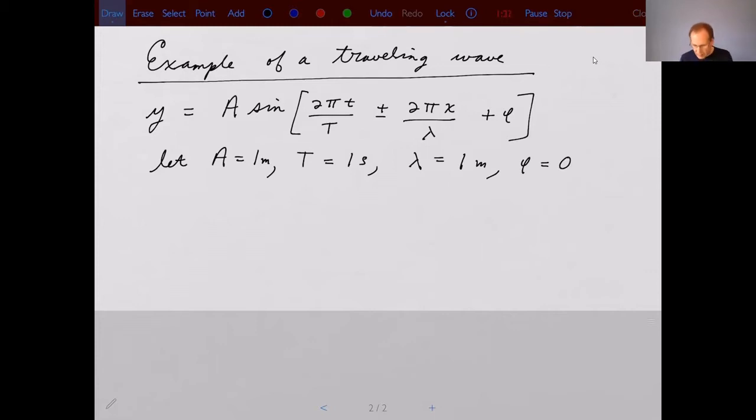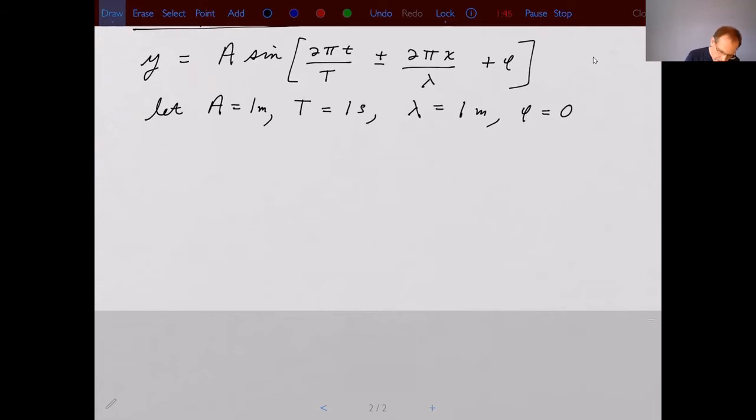By the way, the phase angle just shifts that sine wave to the left or to the right so that you can account for the initial conditions. In most cases, we can think of it as 0. All right, so if I plug in those parameters, then this equation simplifies to y is equal to sine of 2 pi t, and I'm going to use the negative here. That just means the wave is traveling to the right, and then 2 pi x.